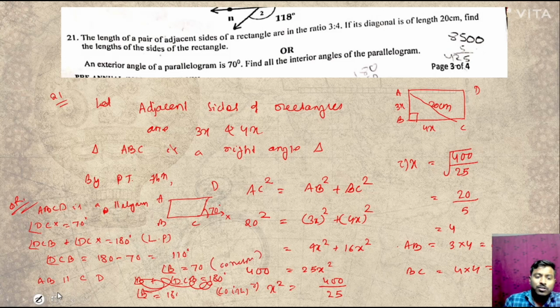Yes or no? Also we know that the opposite angles of a parallelogram are equal, so B equal to D is equal to 70 degrees. Now A equal to DCB is equal to 110 degrees. Therefore all angles of the parallelogram are 70, 110, 70, 110 degrees. Clear?